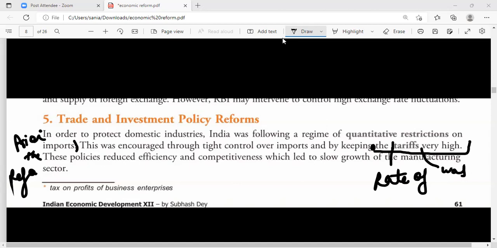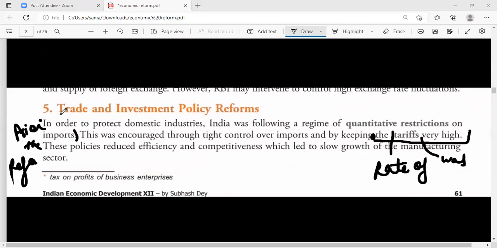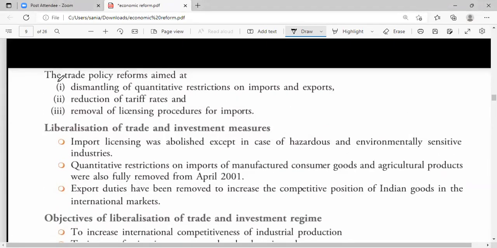Yes, ma'am. Okay, so now the next part. Over here we are discussing two topics: one is trade and one is investment. First, the trade policy reform aimed at dismantling the quantitative restrictions on import and export. So what was the thing you have to dismantle? The quantitative restrictions on import and export.